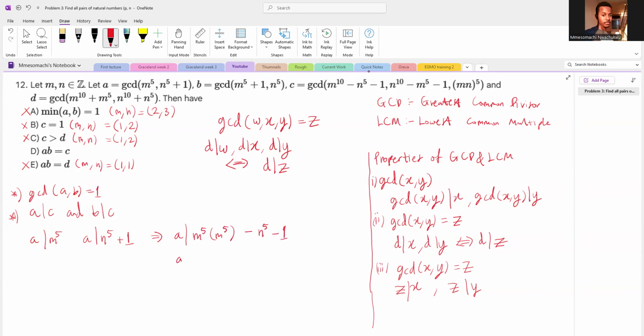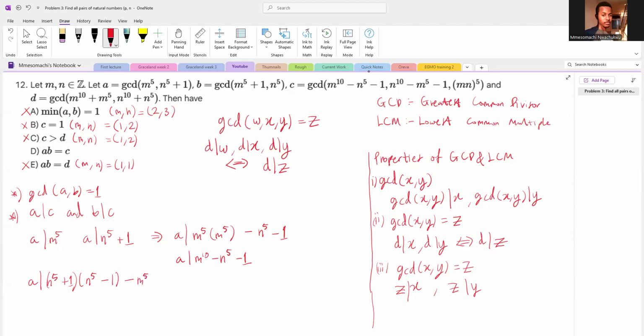Okay, so basically A will divide m to the power of 10 minus n to the power of 5 minus 1. Okay. Then for the second value in that GCD term for C, we can see that A divides n to the power of 5. So we can say A divides n to the power of 5 plus 1. So we're going to use some idea of difference of two squares. So n to the power of 5 minus 1. Okay. And then we know that A already divides m to the power of 5.